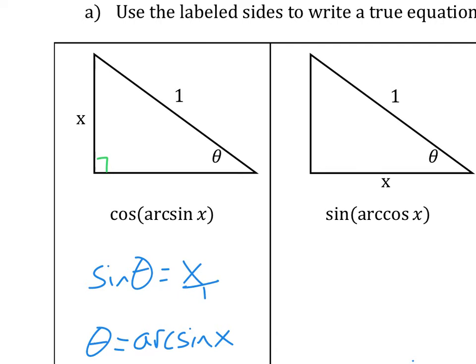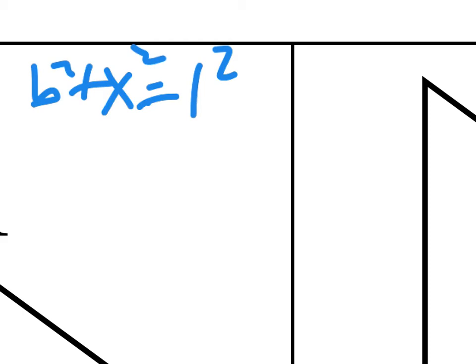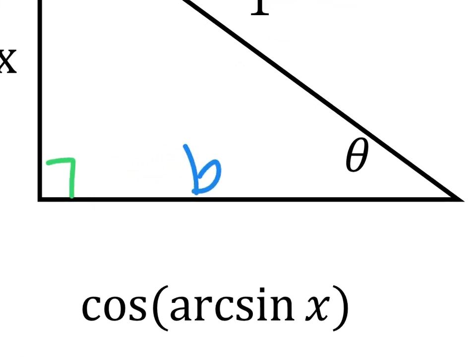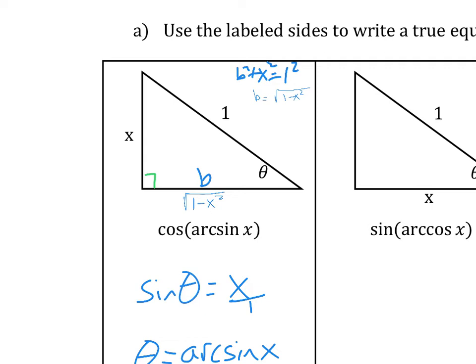Now, we've got a missing side that we're going to actually need. So let's think about the length here. If this hypotenuse is 1 and this leg is x, maybe we'll call this b. Then we can say that b squared plus x squared equals 1 squared. And so solving for b, trying to figure out how long that b is, we can get the square root of 1 minus x squared. I'll let you work that out there. So we're saying that if the sine of theta is x, we get this triangle, and this is going to end up being the square root of 1 minus x squared.